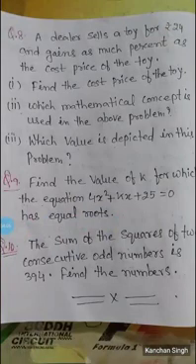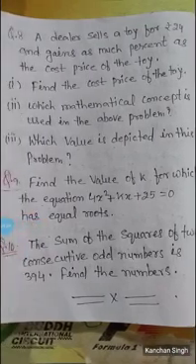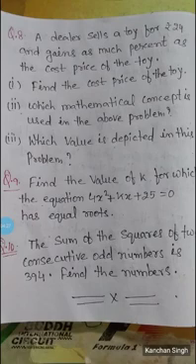Now another question for you. A dealer sells a toy for rupees 24 and gains as much percent as the cost price of the toy. Your part is to find the cost price of the toy, which mathematical concept is used in the above problem and which value is depicted in this problem. Next, find the value of k for which the equation 4x square plus kx plus 25 is equal to 0 has equal roots. Again, you have to use the nature of roots.